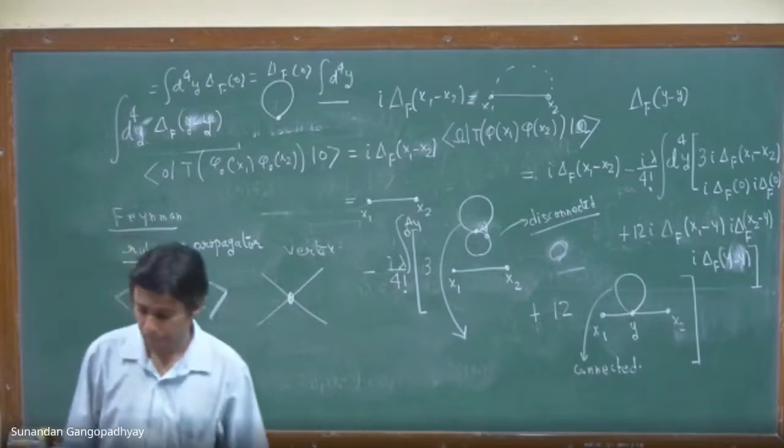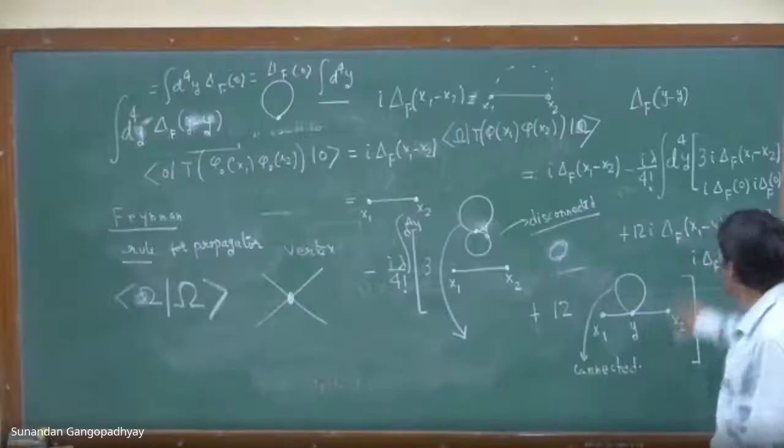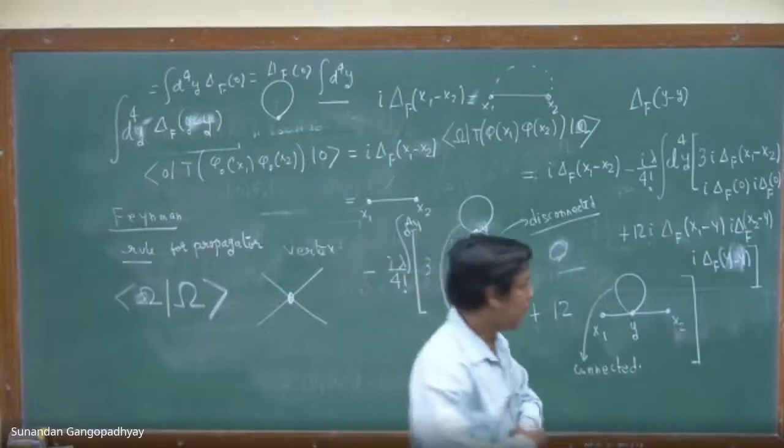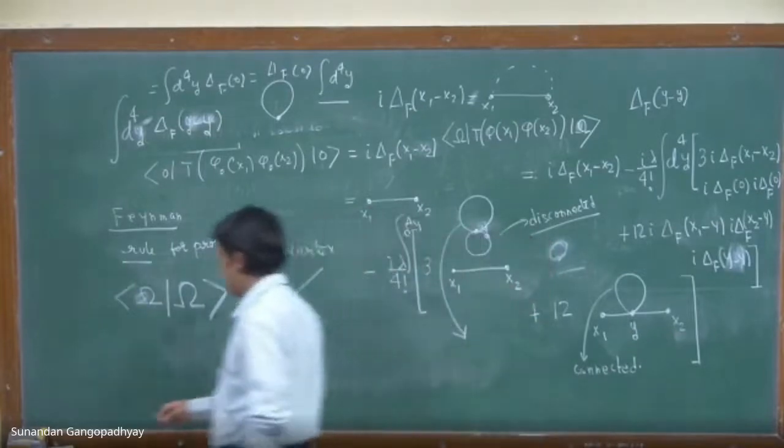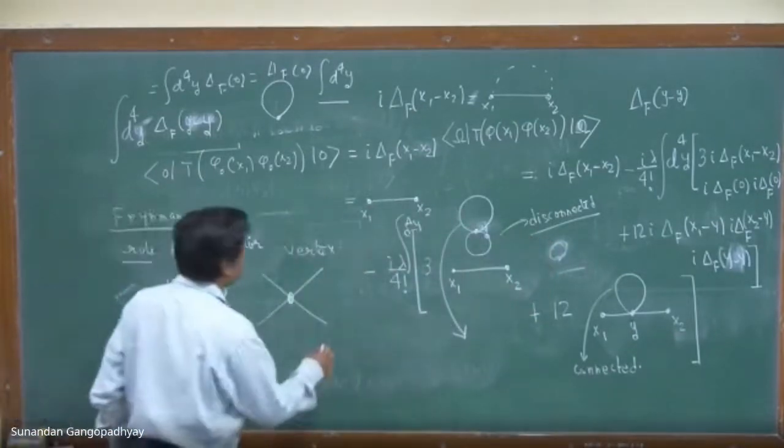Okay, I have one question. Sir, I know that delta_F(x1 - y) is represented by a straight line, but here it means that delta_F(y - x2) is equal to delta_F(x2 - y). I mean, there is no direction. You are right. There is no directional problem here.